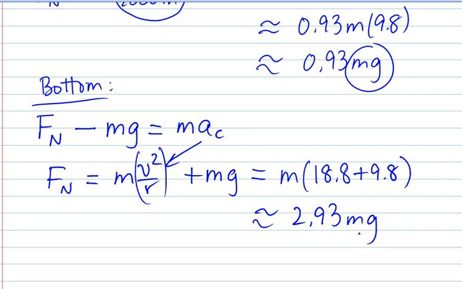What this tells us is that there's more normal force at the bottom. And the reason for this, again, is that gravity is acting against us. Remember that at the top, gravity was helping out, and so the normal force was a little bit less. Okay, so that's a good example of how to set up these problems. You just have to be very careful about your positive and negative signs.